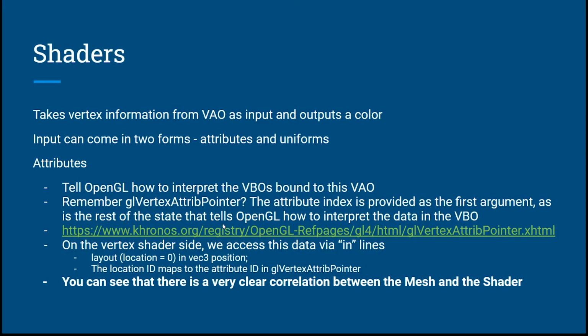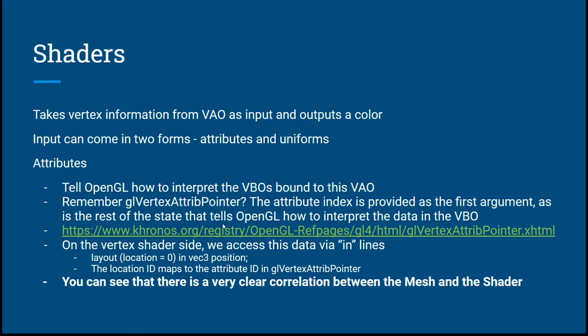So again, shaders take that vertex information from the VAO as input, and it outputs a color. So the vertex information from the VAO goes into the vertex shader. The vertex shader passes whatever it needs to pass through to the fragment shaders, and the fragment shaders are responsible for outputting a color for that fragment. You can have input come into shaders in 2 forms, so attributes, and if you remember that VAO call, glVertexAttribPointer, that's important here. So it takes data in as attributes and data in as uniforms.